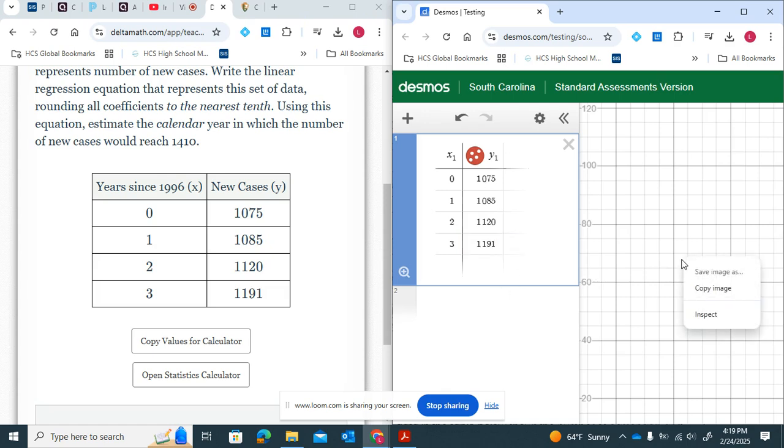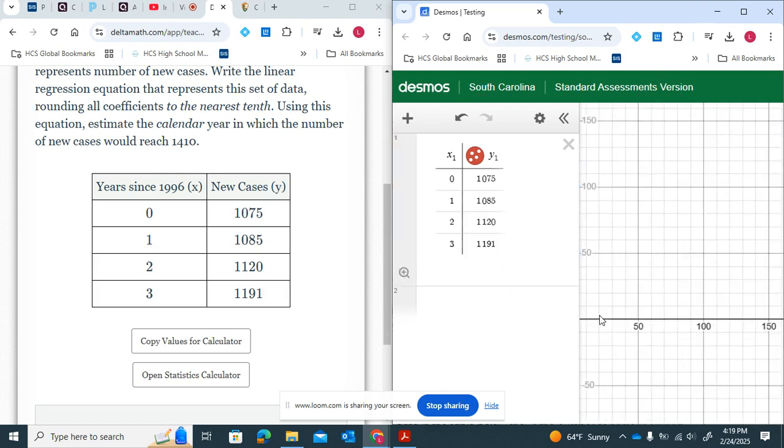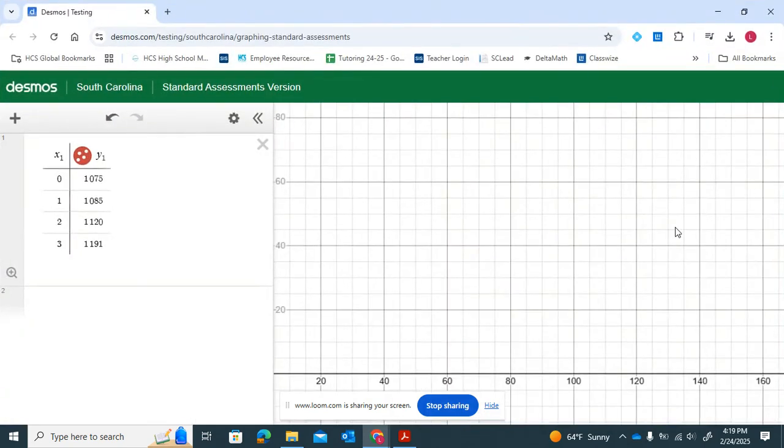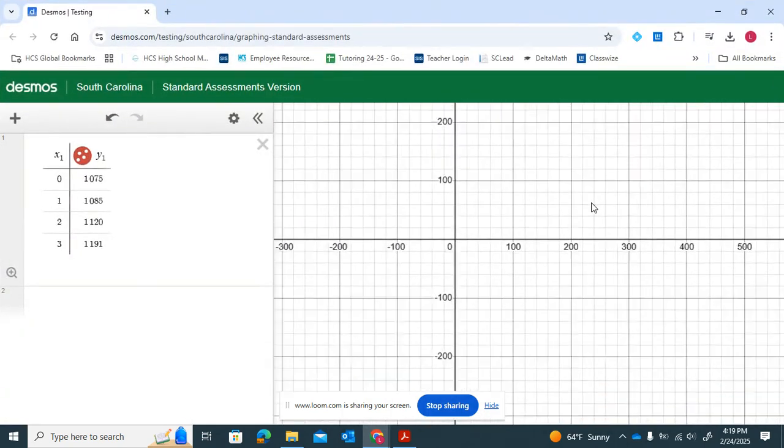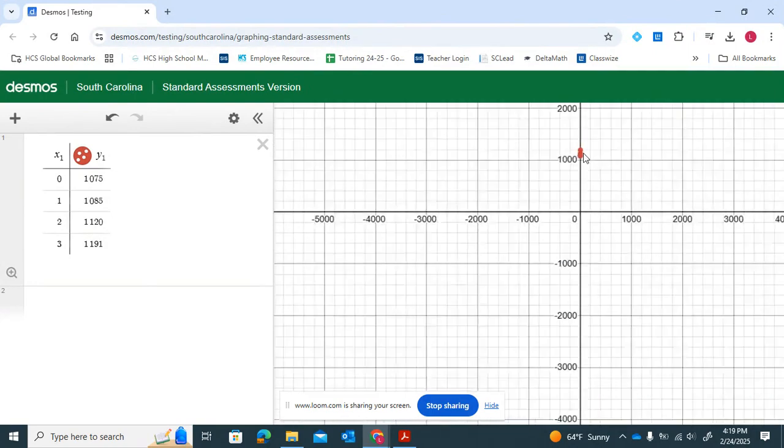Okay, so this is much bigger numbers here. My thing disappeared on me. But here are the dots.